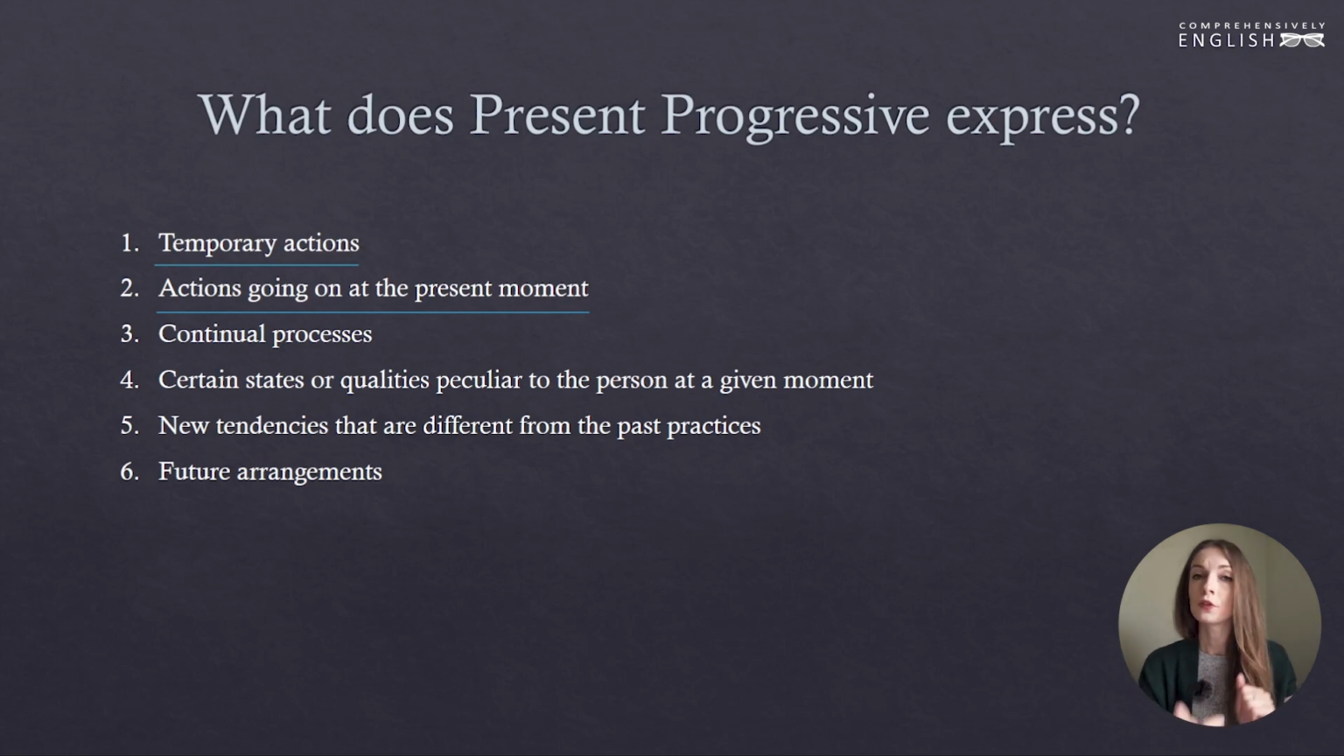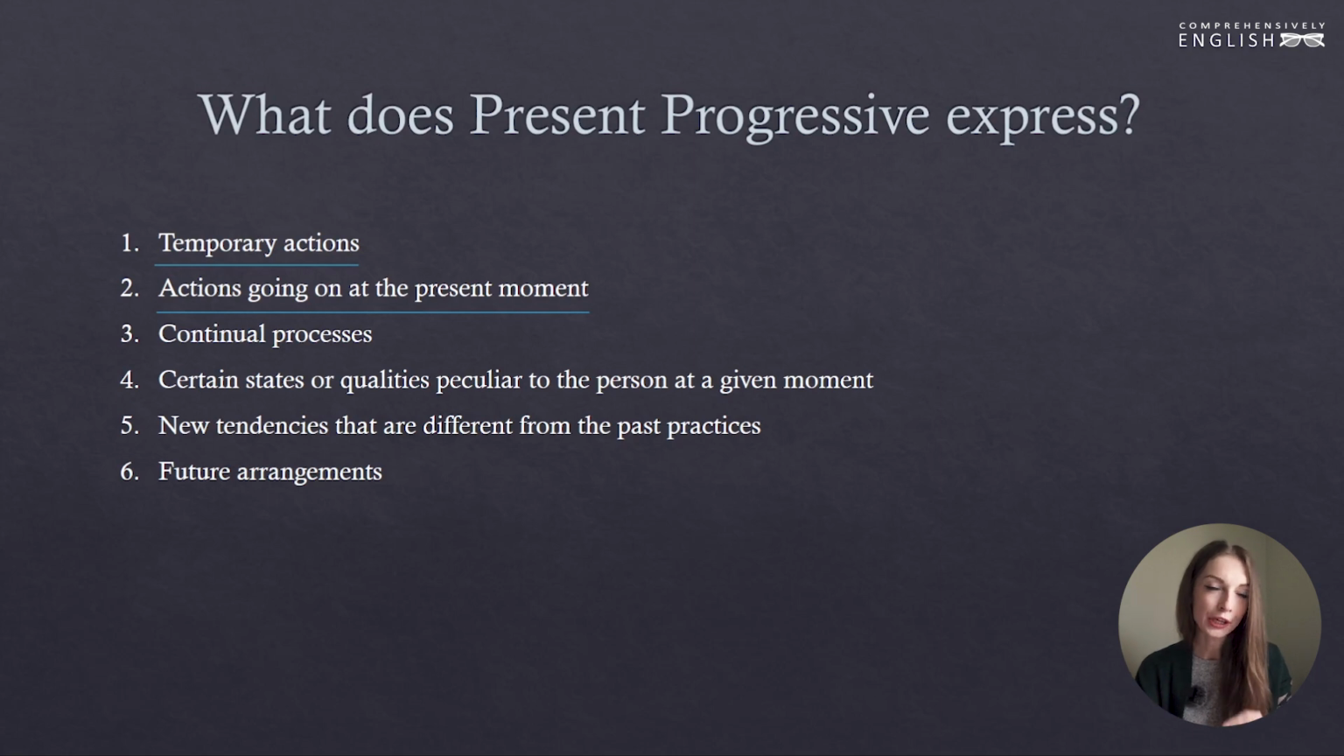Number 6, future arrangements. That's one of the cases where you use a present tense to speak about some future things. You use the present simple to speak about schedules, as we have already mentioned in this video a little bit earlier, but you use the present progressive tense to speak about the arranged things. For example, appointments or something that you have already planned to do and you discussed it with somebody. Like, we're meeting tomorrow at 5.